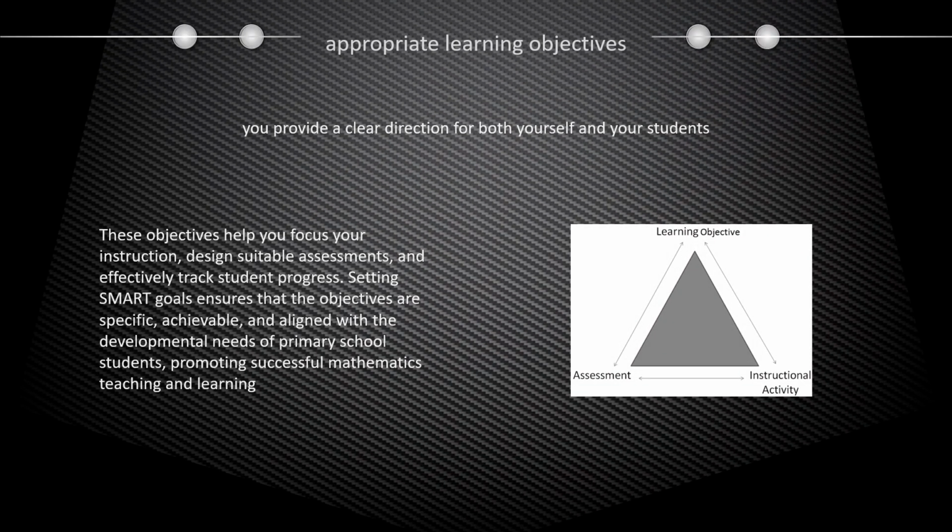By establishing age-appropriate learning objectives, you provide a clear direction for both yourself and your students. These objectives help you focus your instruction, design suitable assessments, and effectively track student progress. Setting SMART goals ensures that the objectives are specific, achievable, and aligned with the developmental needs of primary school students, promoting successful mathematics teaching and learning.